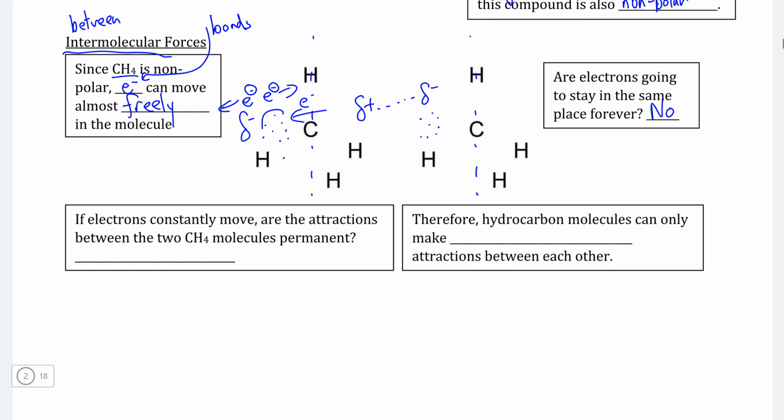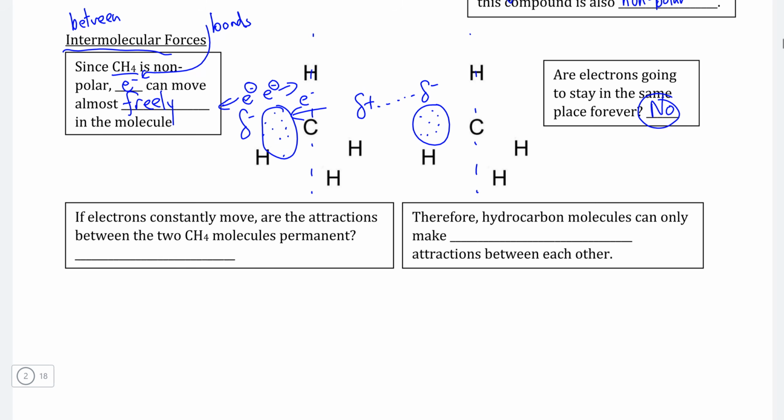Now, the problem is these electrons are not going to stay in the same location forever, which means, is this attraction between the two going to be permanent? Well, if these electrons move away, this partial negative charge is now gone, which means this attraction will also disappear, making this attraction temporary, entirely based on the random distribution of electrons within the molecule. Because this intermolecular attraction is temporary, that makes it relatively weak.